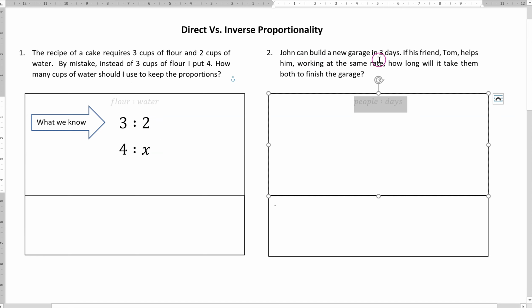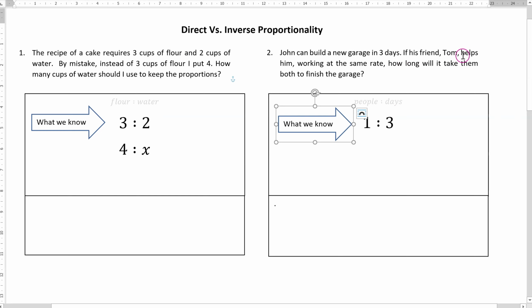The same thing here in the second question. We have people and days. I said people. John can build a new garage in 3 days. So this is what we know. We're going to write that this way. One person, John, one person, can build the garage in 3 days. So pay attention, days on the days. So this is what we know.